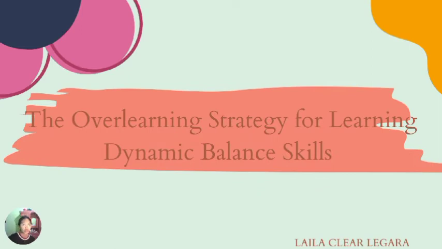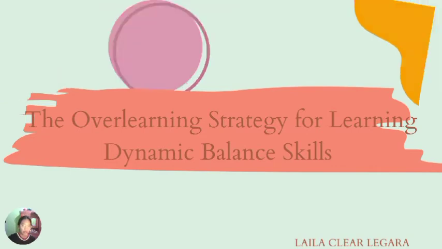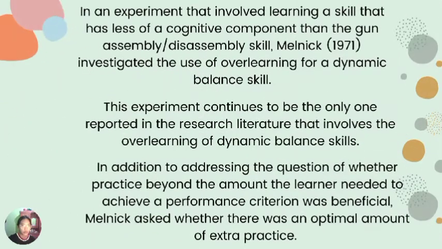So next is the overlearning strategy for learning dynamic balance skills. In an experiment that involved learning a skill that has less of a cognitive component than the gun assembly and disassembly skill, Melnick 1971 investigated the use of overlearning for a dynamic balance skill.